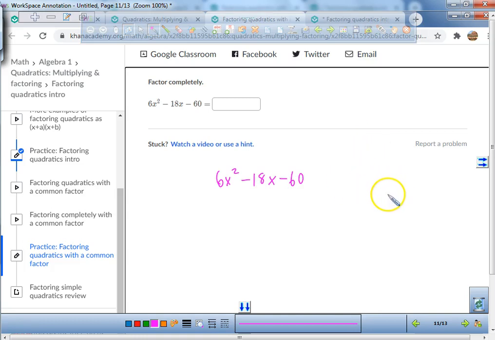All right. So write it down just like that. Unfortunately, we've got to factor out the same number. So what number am I going to divide every single thing by? 6, right? Divide that by 6, divide that by 6. So I'm factoring out a 6. I put the 6 up front. Then that leaves me with x squared, -18 divided by 6 is -3, -60 divided by 6 is -10.